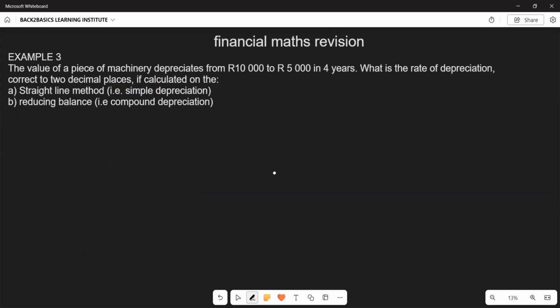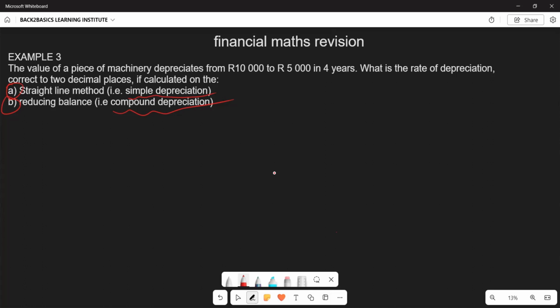Now let's look at number 3: 10,000 to 5,000 in 4 years. What is the rate of depreciation? Correct it to 2 decimal places. It is calculated firstly with the straight line method, which is the simple method, and then after that the reducing balance method, which is the depreciation method. Now let's see what we can do to calculate that.